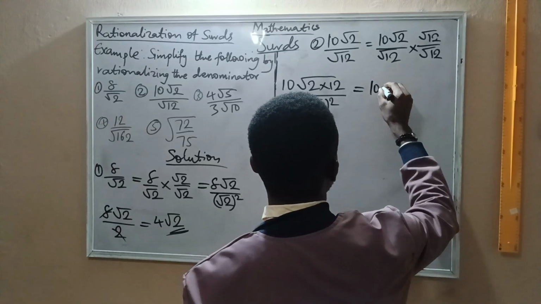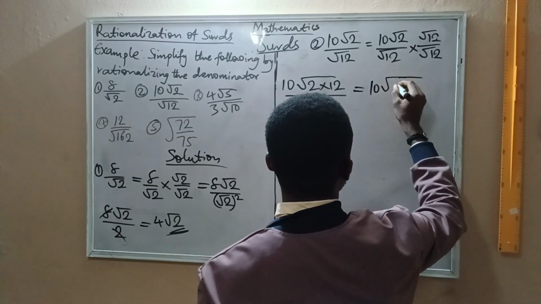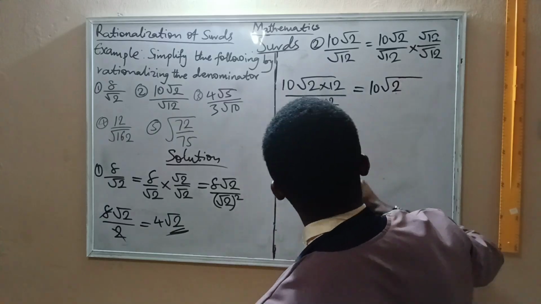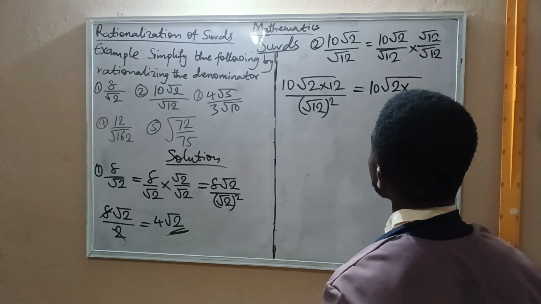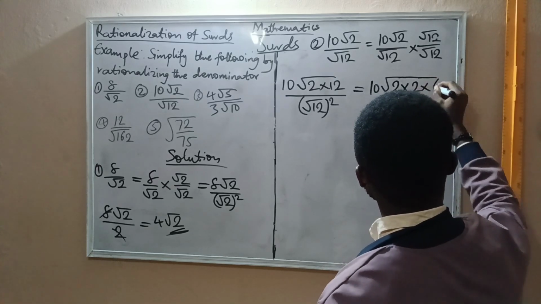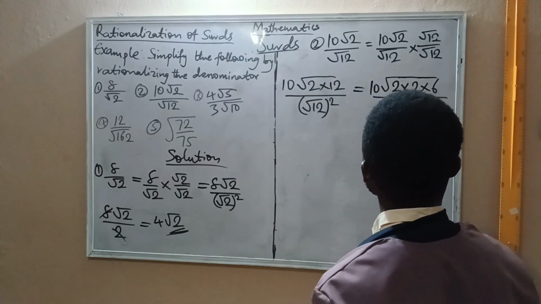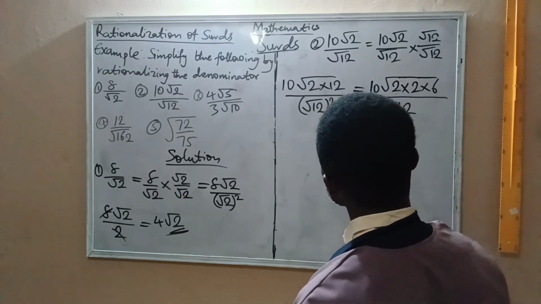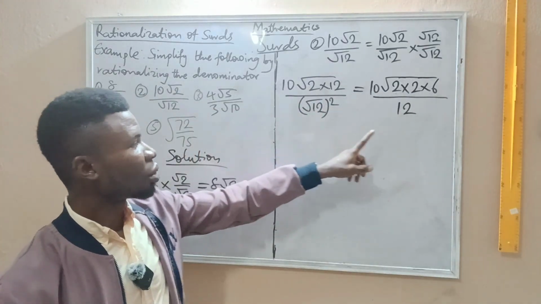10 surd 2 times 2 times 6 all over 12. Because surd 12 squared is 12.